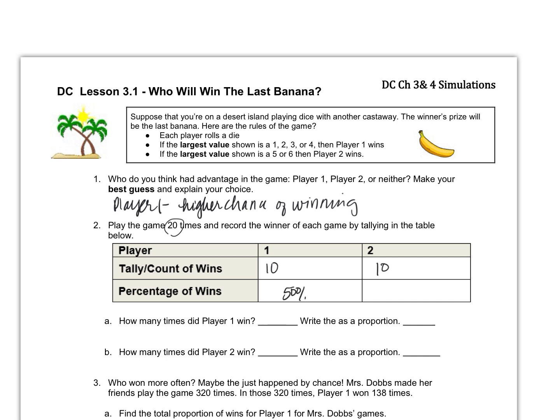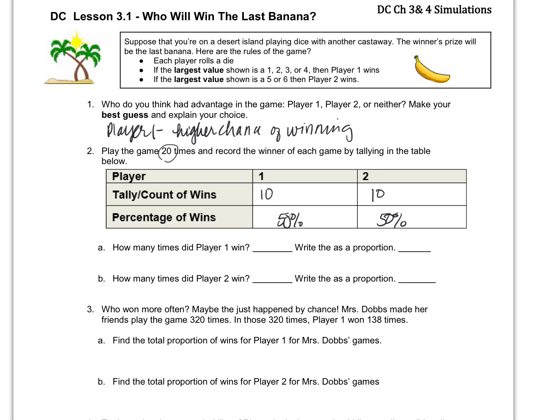Oh, this is tough math right here. 500. No, it's a 50%. Don't judge. Fine. No, it is 50%. Wow, y'all are so judgy.